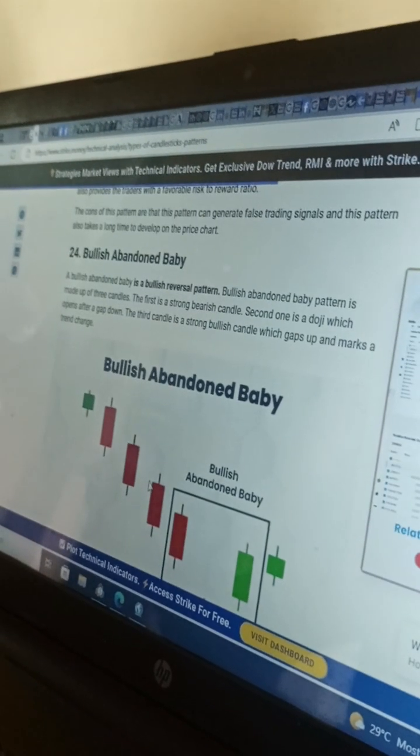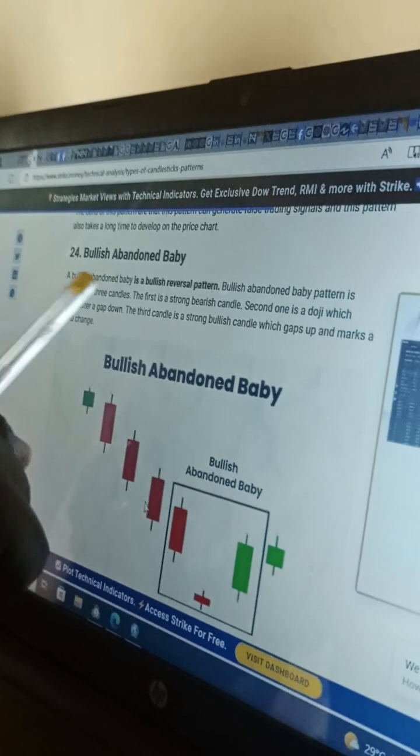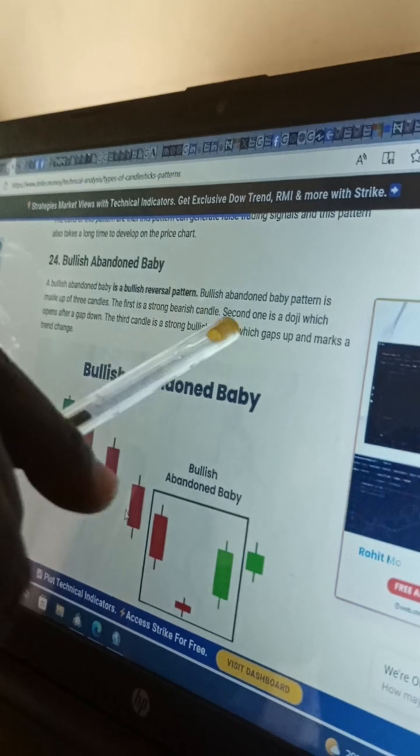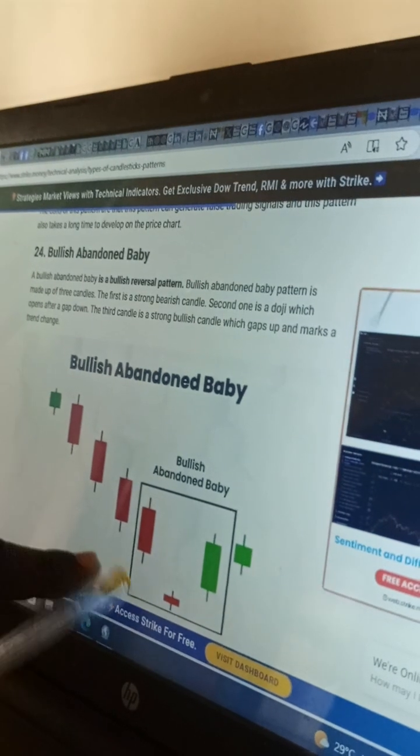Bullish abandoned baby. We treated abandoned baby the other day. Now, a bullish abandoned, that was yesterday. Bullish abandoned baby is a bullish reversal pattern. Bullish abandoned baby pattern is made up of three candles. The first candle is a strong bearish candle. Second one is a doji, which opens after a gap. You can see a bearish candle. But there's a gap. That's why it is abandoned.